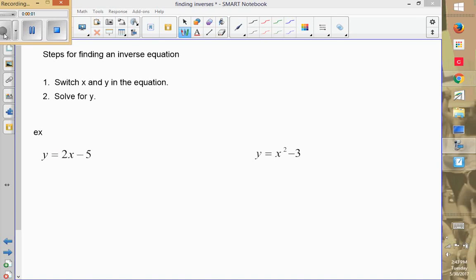All right, so we are going to talk about the steps to find an inverse equation. It's really just a matter of two simple steps, although the second step might take a little bit of time. But first thing that you are going to do in any equation is take the x value and the y value and switch their positions.